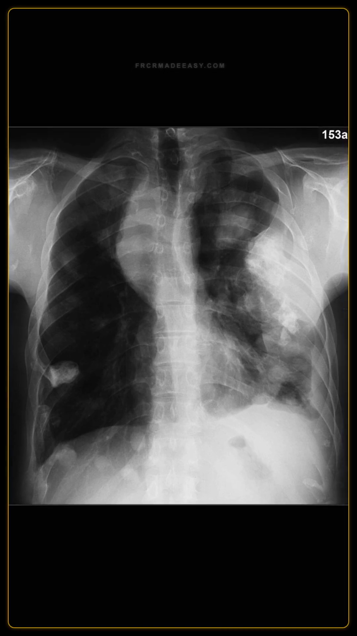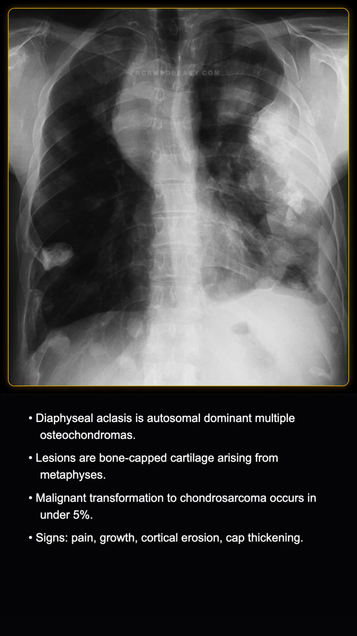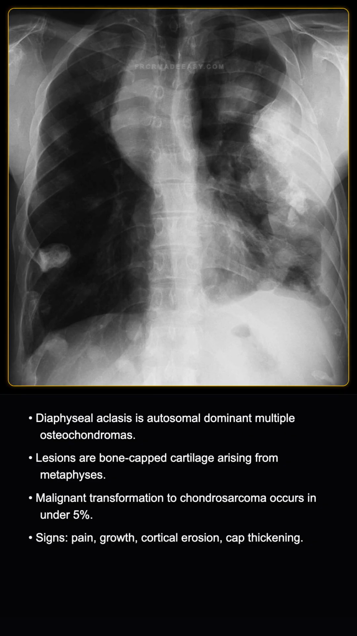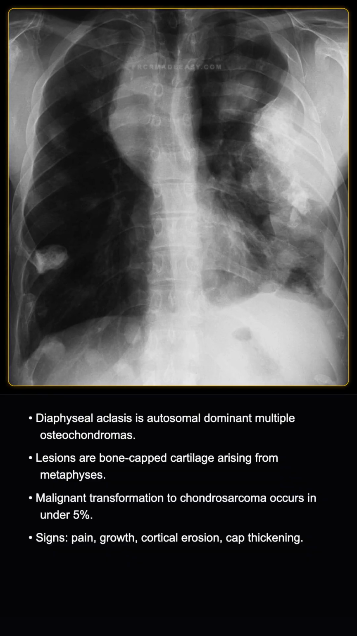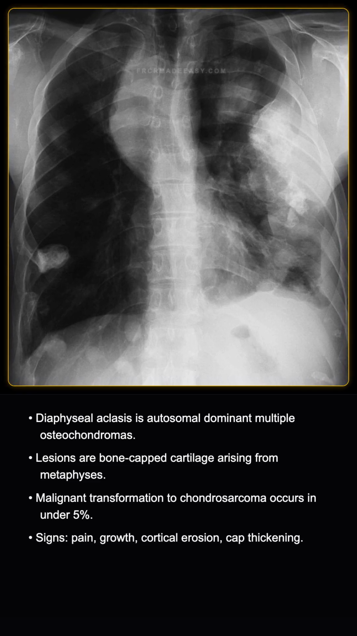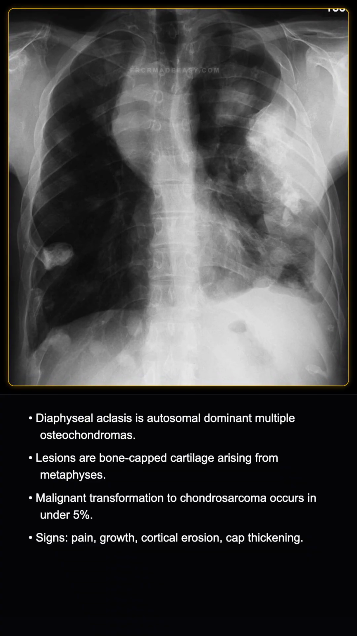What is the pathophysiology of Diaphyseal Aclasis, and how does malignant transformation manifest? Diaphyseal Aclasis, also known as multiple hereditary exostoses, is an autosomal dominant condition characterized by the development of multiple osteochondromas. These are benign, bone-capped cartilaginous lesions arising from the metaphyses of long and flat bones.